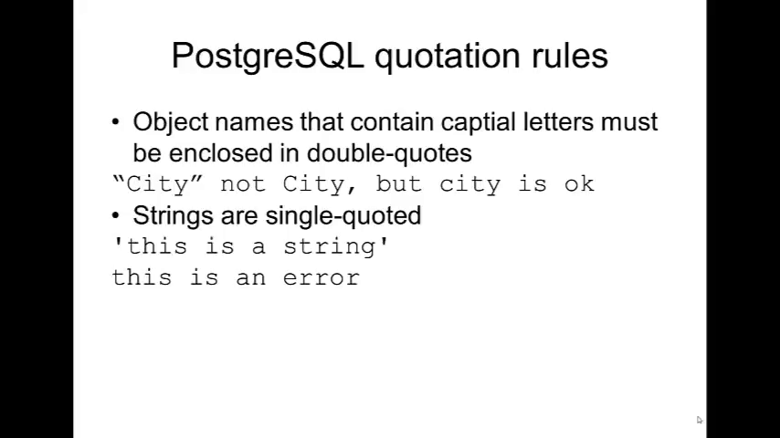Whereas single quotes are used for strings. And I get this muddled up all the time. I put a single quote around the column name or the table name, and I put a double quote around the string, and then I bang my head on the table and change it round the other way. So strings are single quoted. No single quotes on a string is an error. You must quote your strings. That's obligatory.